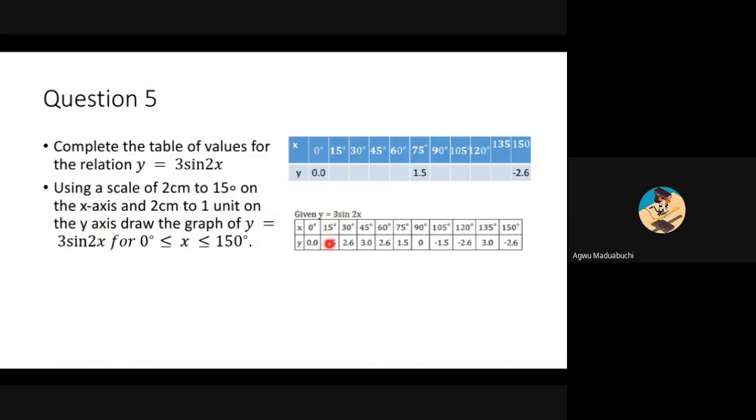So 3 times sine 30 gives you 1.5. As you see in the given values, they are put to 1 decimal place. So every other one of your answers should be in 1 decimal place. If you punch your calculator and you have more than 1 decimal place, approximate it to 1 decimal place. For the scale, you have to use 2 centimeters to 15 units. So you count in terms of 15ths on the x-axis and then in terms of 1 on the y-axis. So you follow the scale given.